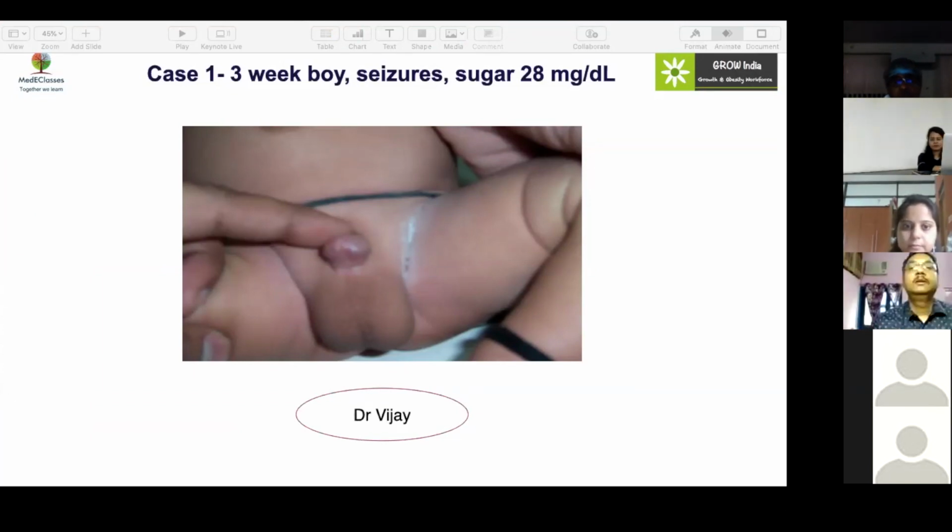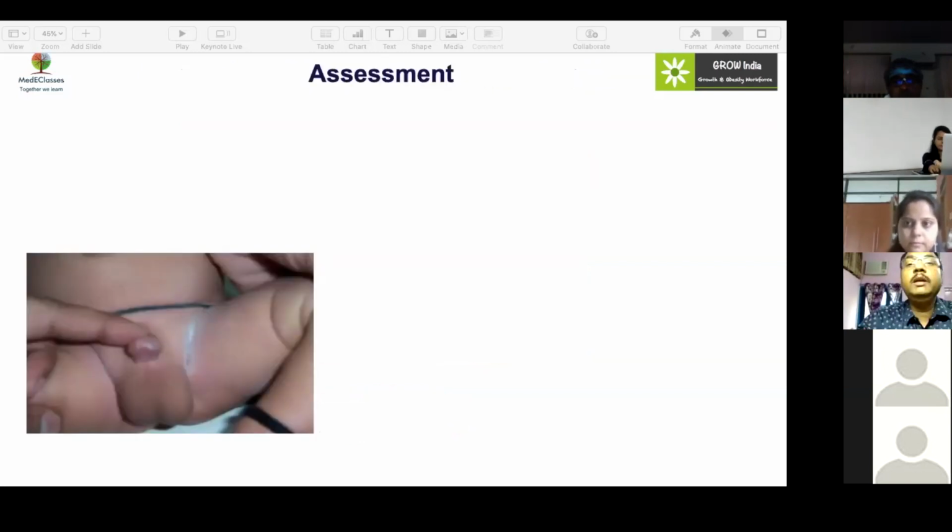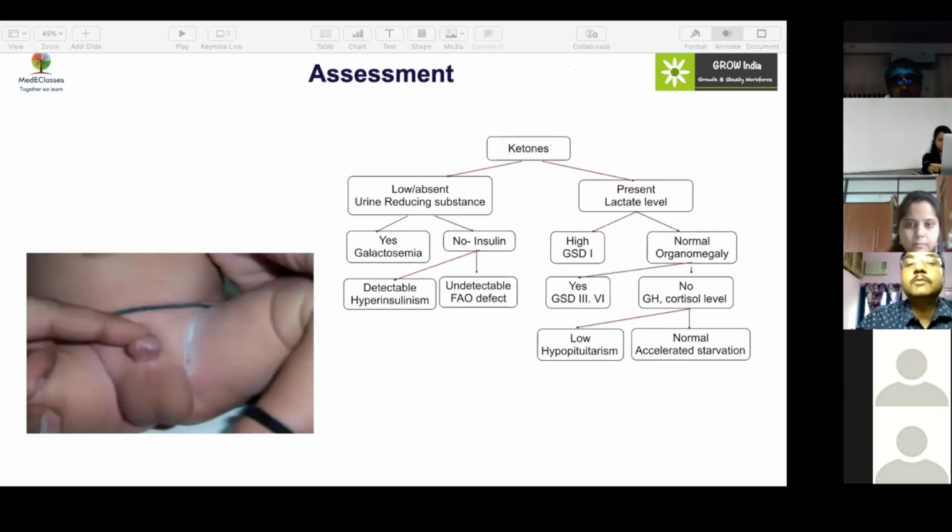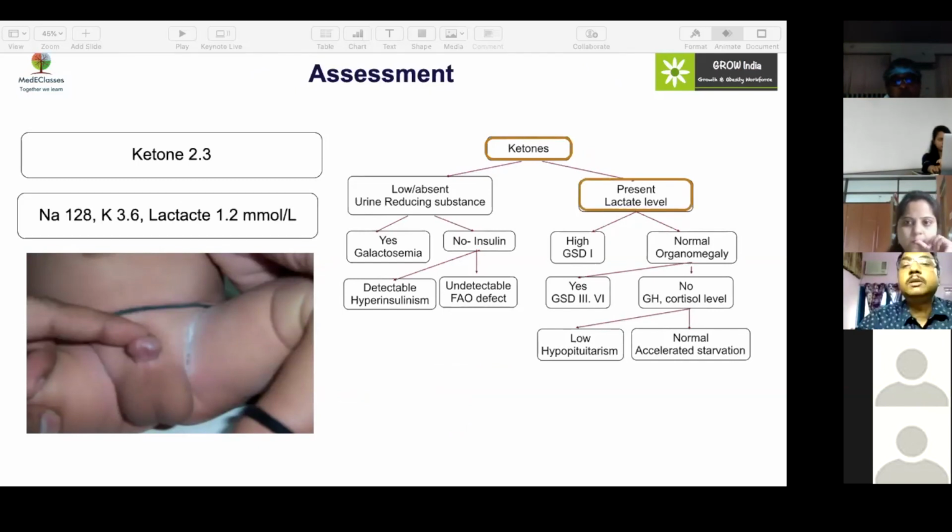So this is a 3-week boy. Seizures, sugar is less than 28 milligram per deciliter. As Dr. Anurag has lucidly pointed out how to go about this hypoglycemia, and in a hypoglycemic baby, what is the importance of ketone bodies? So I would like to see the ketone. Ketone is 2.3. So ketone was present. Now we have to see the lactate level. Lactate level is 1.2, sodium is 128, and potassium is 3.6.